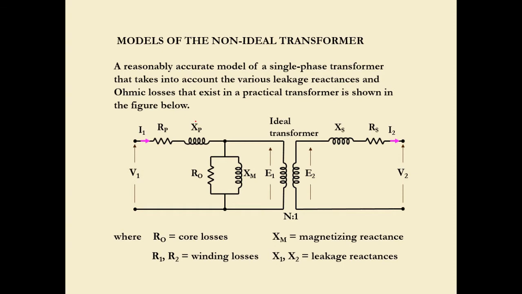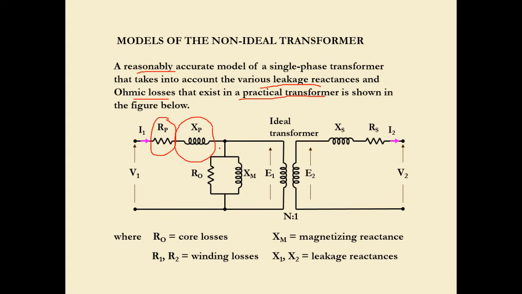So for this particular example, a reasonably accurate model of a single phase transformer, with the various leakage reactance and ohmic losses, the resistance losses, which occur in a practical transformer, is shown in the figure below. So this is what we have in an actual, real life transformer. We do have first all the types of losses or leakage, for example, the RP. This is the ohmic losses which take place at the primary part of the transformer. We have the magnetizing reactance also occurring at the primary part of the transformer.